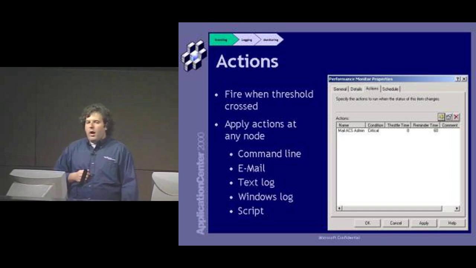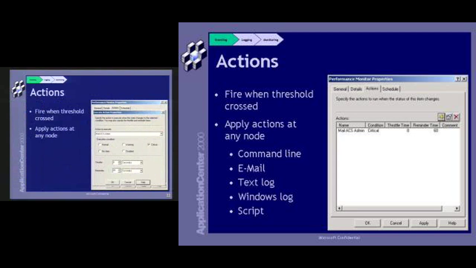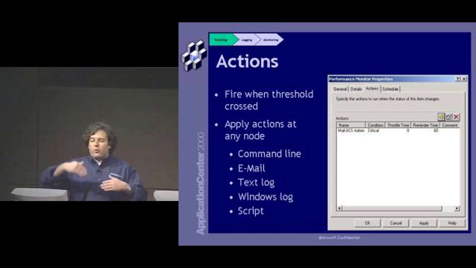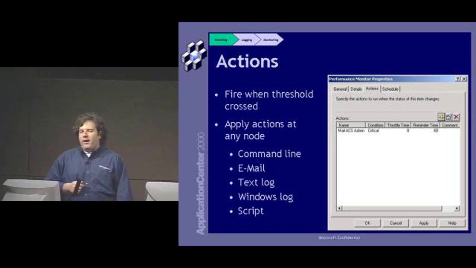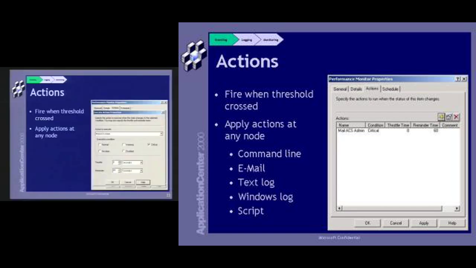Actions. Of course, if a threshold is crossed, you probably want to fire an action. And actions can be applied at any node in the tree, at a threshold, at a data collector, at a data group, at groups of data groups, or even up at the system. And you need to think about where you're applying the action depending upon what behavior you want.